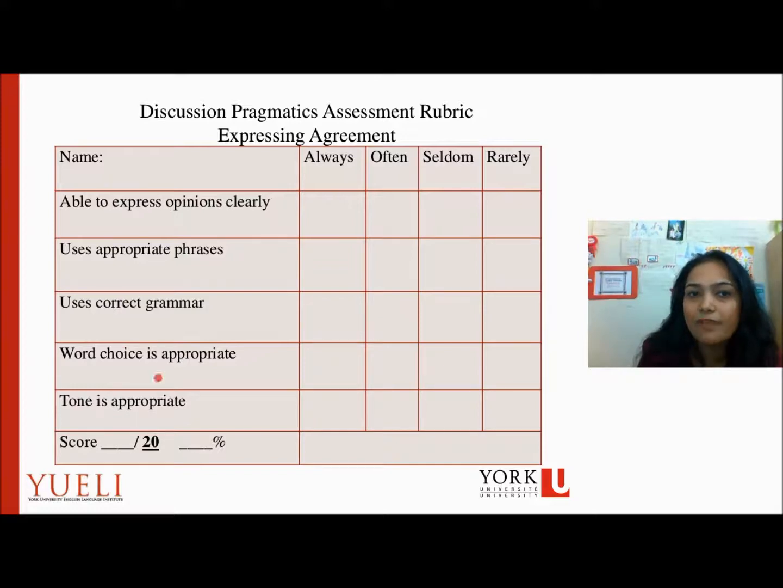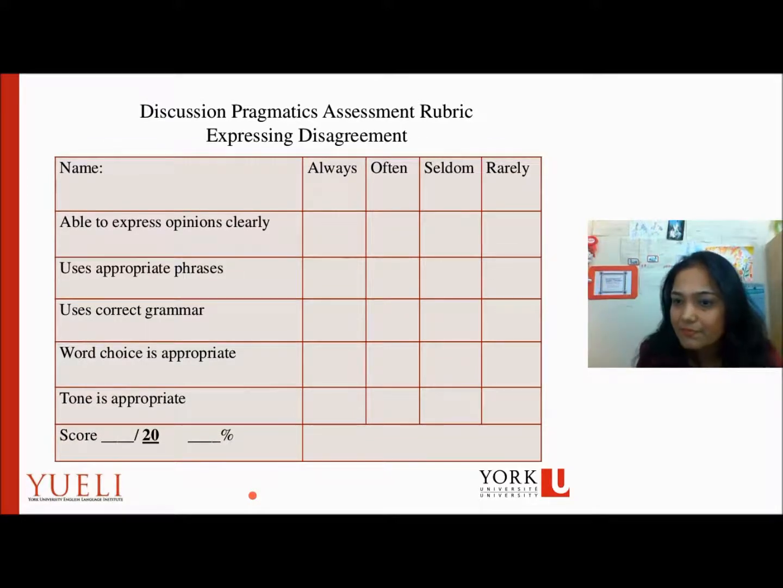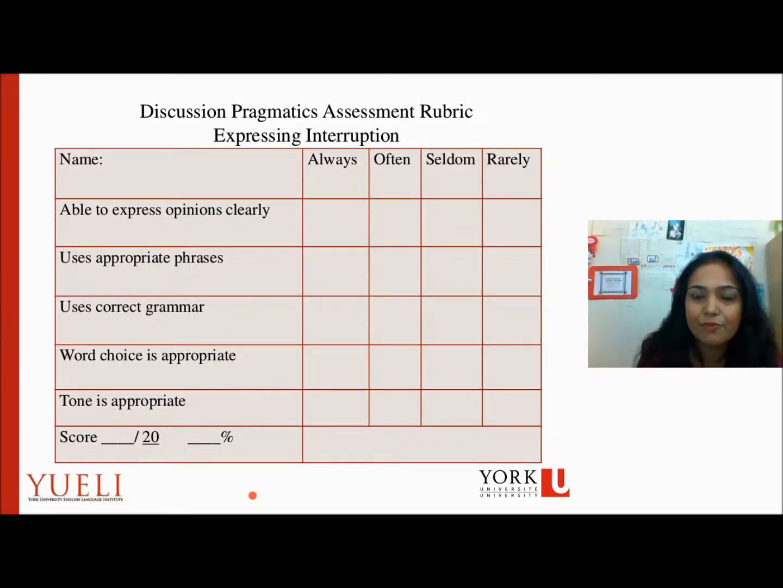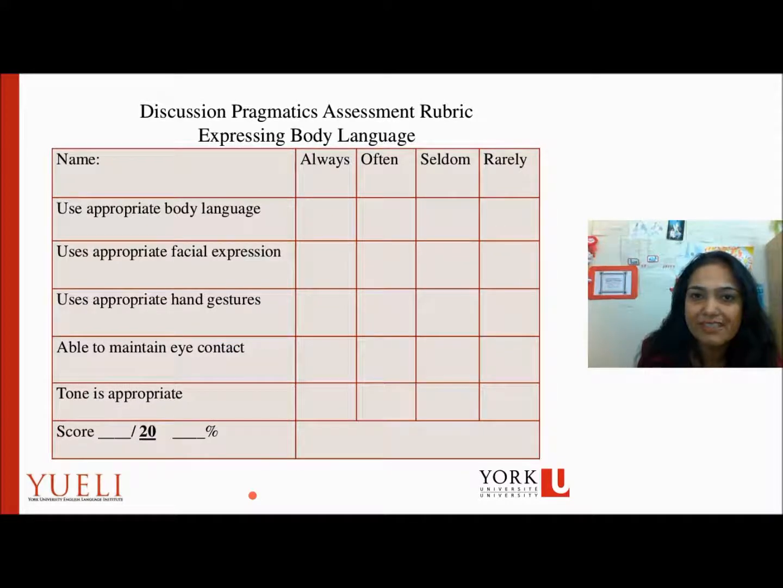So I'll just quickly move here to the other rubrics. The other rubrics, agreeing, is the same thing if you see, only the first category changes a little bit here. Otherwise, the rubric is the same. So this is the second week. And this is the third rubric, which is on disagreement. This is the fourth one, which is on interruption.